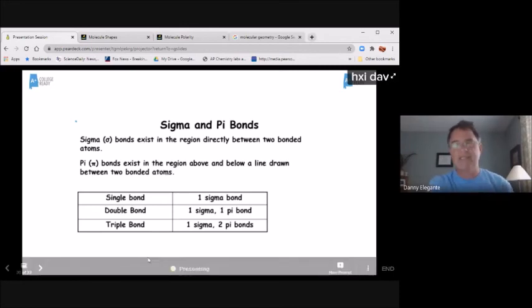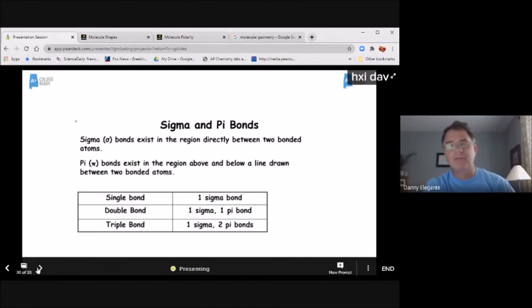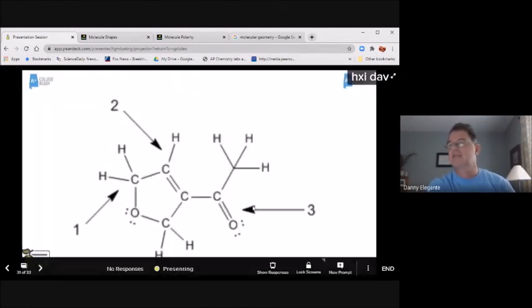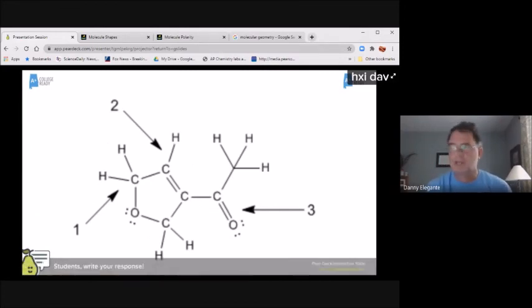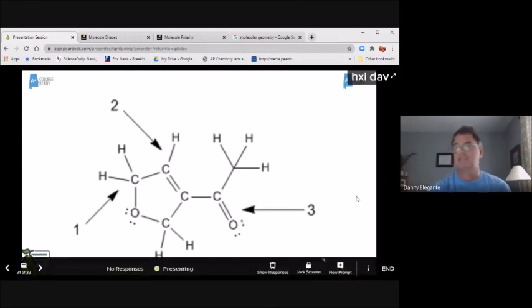It's just that easy. So on an AP exam, they could very easily ask you this, and it could look something like this. How many pi bonds do you see in this whole molecule, whatever this molecule is? And you can type out your response.